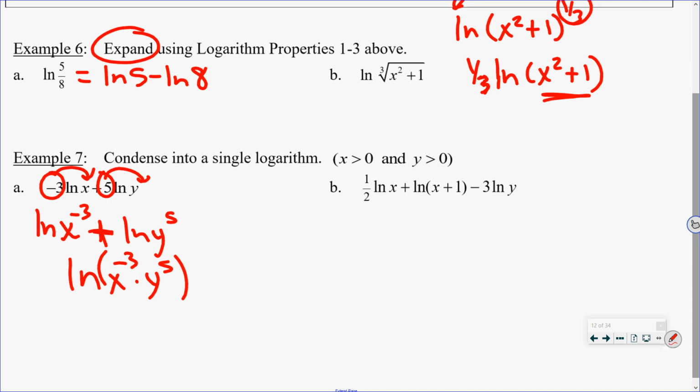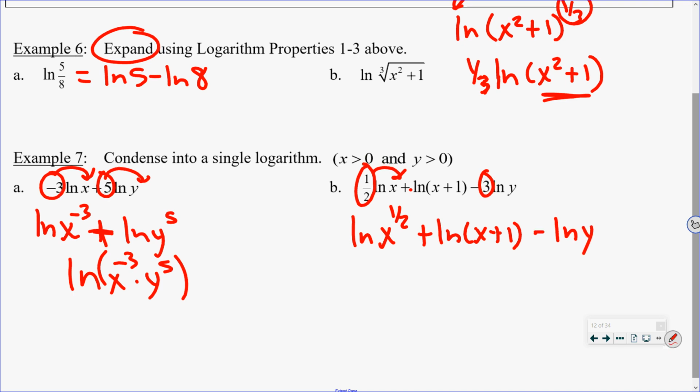Okay, if you look at b, these are all ln's, but I do have this half, and I have that 3. Now this one doesn't have anything in front, so we're good there. So I'm going to move those up into the power. This would be the ln of x to the 1/2 plus the ln of x plus 1 minus the ln of y to the 3rd. Okay, so let's combine those together. I have 3 separate logarithms. The first 2 are added together. So when I combine those, I'm going to multiply them. x to the 1/2 times x plus 1 minus the ln of y cubed.